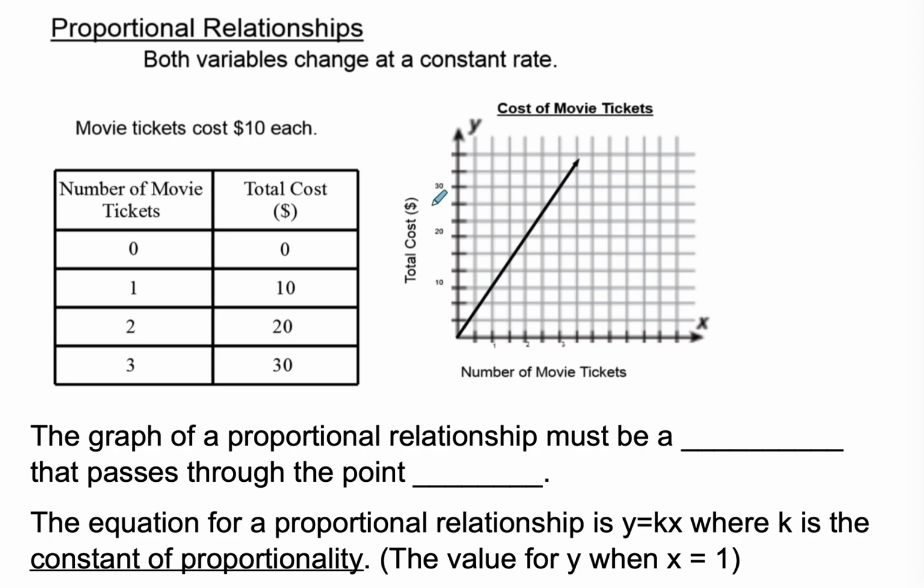I have a title. I have cost on the side. I have number of movie tickets on the bottom. If it is a proportional relationship, the graph must be a line that goes through the point 0, 0. The equation for a proportional relationship is y equals kx, where k is our constant of proportionality. Okay, so for this one, that constant would be 10, and the equation would be y equals 10x.